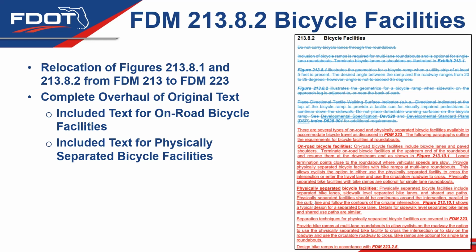In addition, because bicycle ramps can be used anywhere to transition a bicycle facility between elevations, such as a buffered bike lane to a sidewalk level separated bike lane or a shared use path, bicycle ramps were moved to the bicycle chapter, FDM 223.2.5.